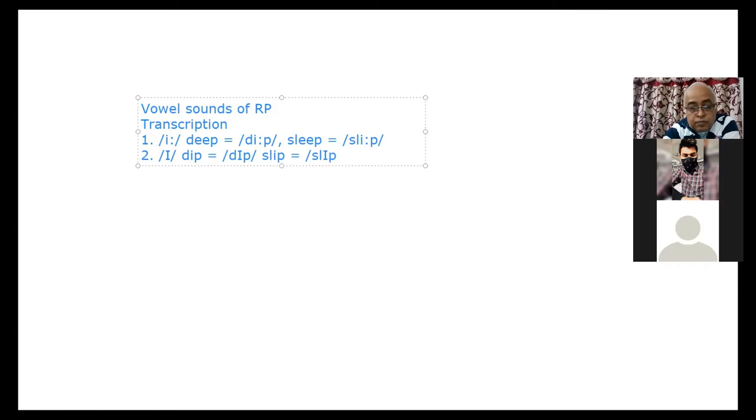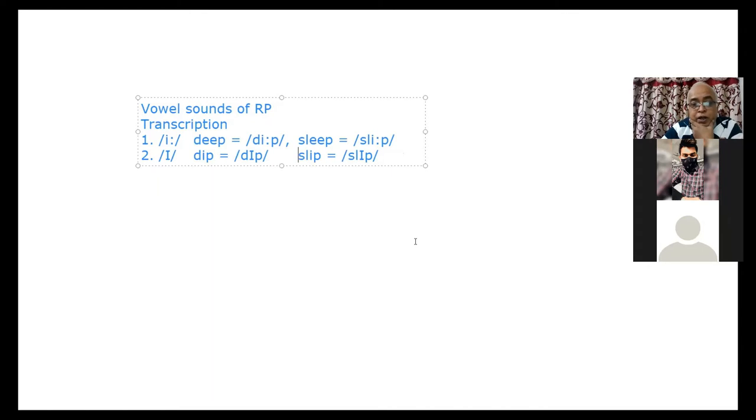Okay, sir. Slip. See, sleep, slip. Normally, we confuse. When we want to say sleep, we say slip. There's a difference. Big difference between sleep and slip. So there's a difference between the long vowel and the short vowel. Okay, sir. Understood. This we have to keep in mind.